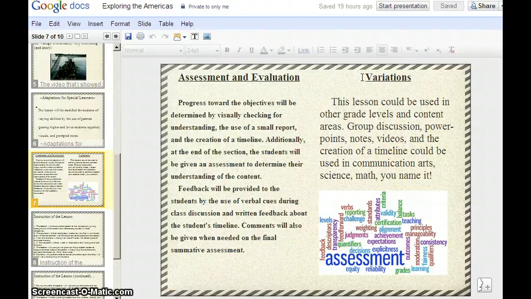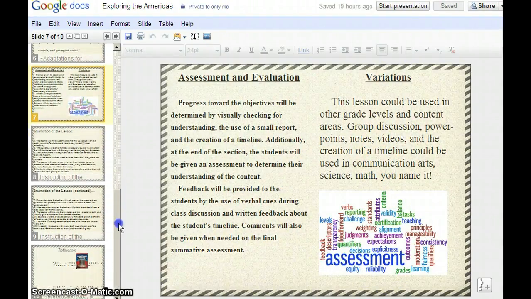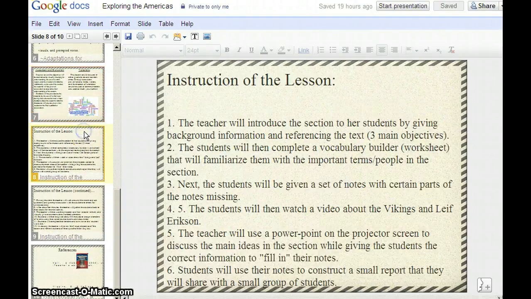For example, if I was talking about a specific author, we could create a timeline on that author's life and their significant writing pieces. I could show a video on that author. We could have group discussion and also use PowerPoints to take notes on that author. I also added a lovely little picture over here on the right hand side to keep you interested during my presentation.